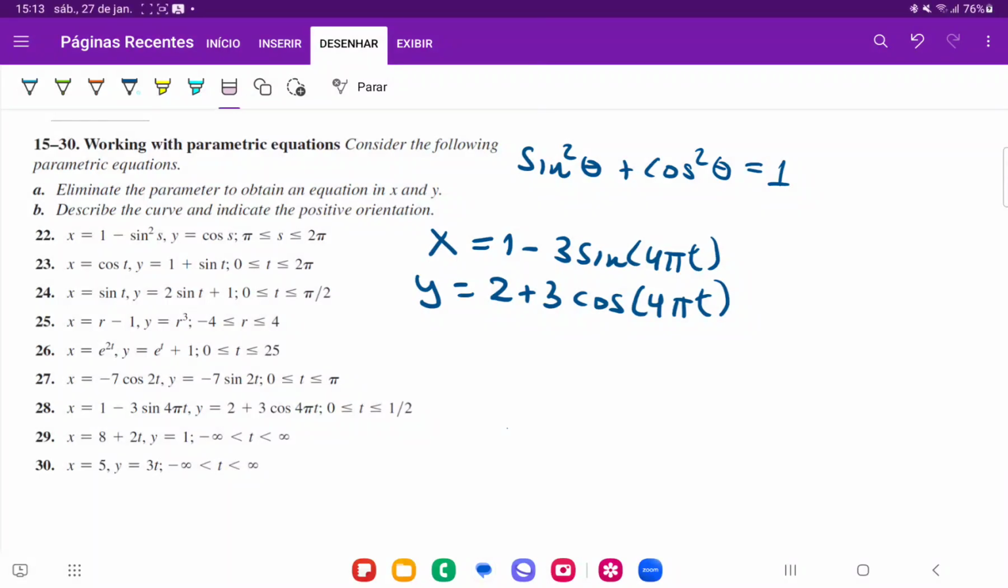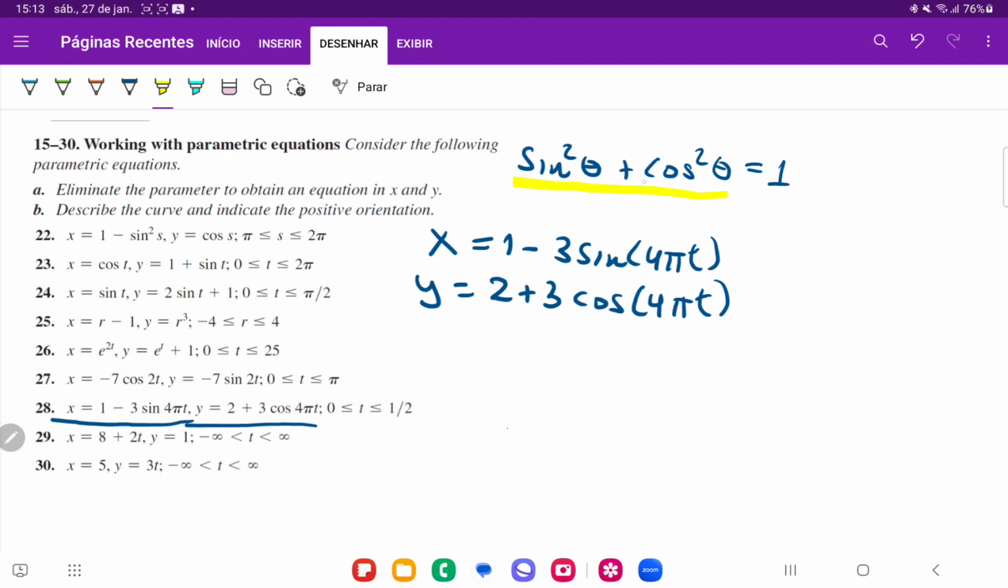So for problem 28, we're given this pair of parametric equations here, which I've written down. And they want us first to eliminate the parameter to obtain an equation in x and y. And the way that we're going to eliminate the parameter, which is t, the argument of a trig function, is we're going to use this identity here.